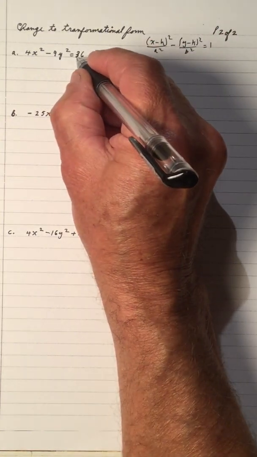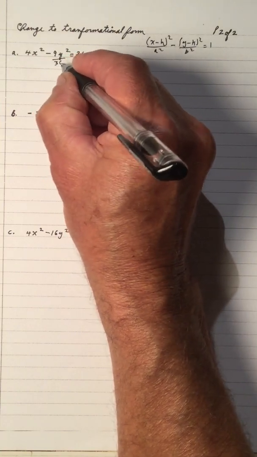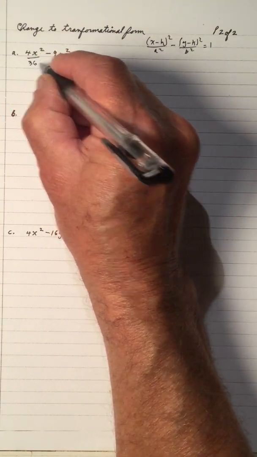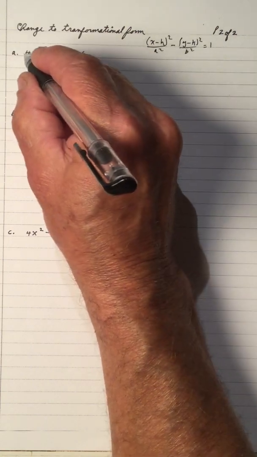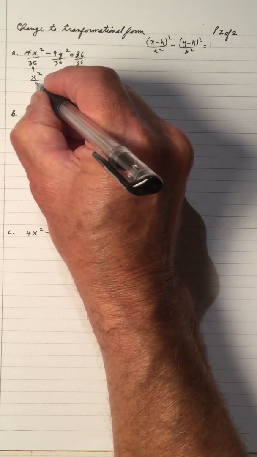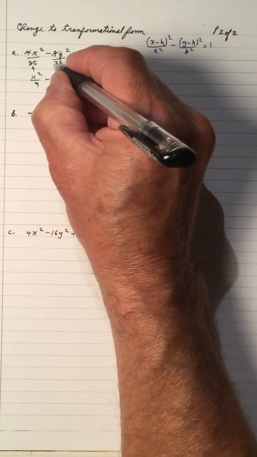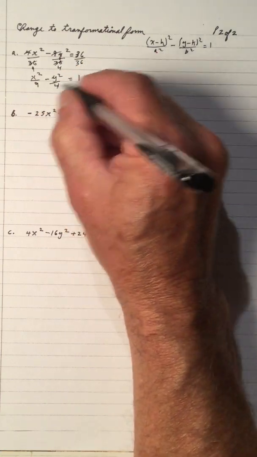No matter what, we have to make it 1, so we divide by 36. Dividing by 36 gives a 1, and 4 into 36 goes 9, so we get x squared over 9, minus 9 into 36 goes 4, so y squared over 4. So there's the transformational form.